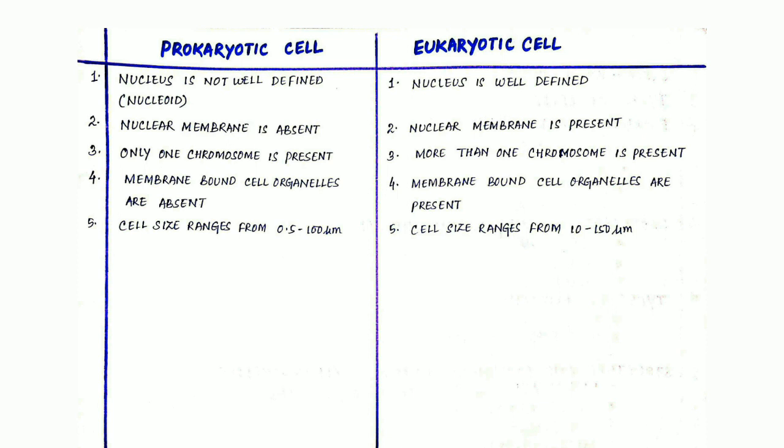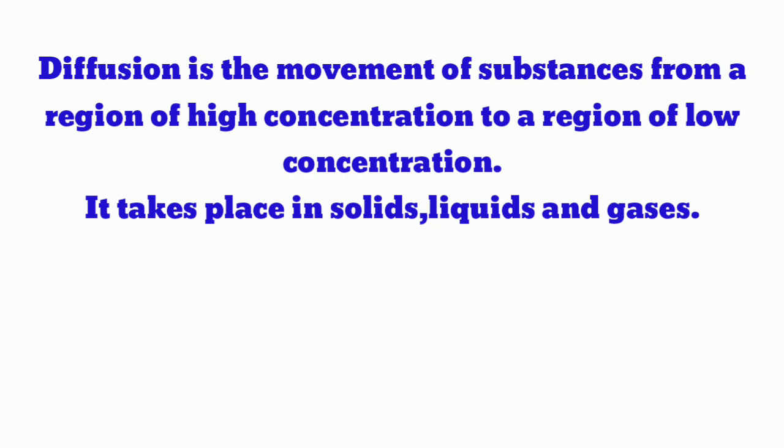The cell size ranges from 0.5 to 100 micrometer in prokaryotic cells, and the cell size ranges from 10 to 150 micrometers in eukaryotic cells. Diffusion is the movement of substances from a region of high concentration to a region of low concentration. It takes place in solids, liquids, and gases.